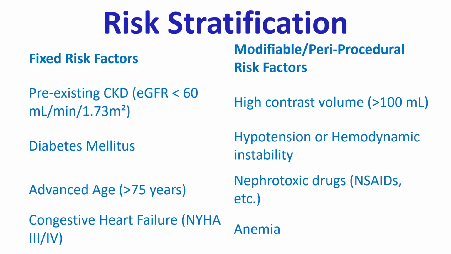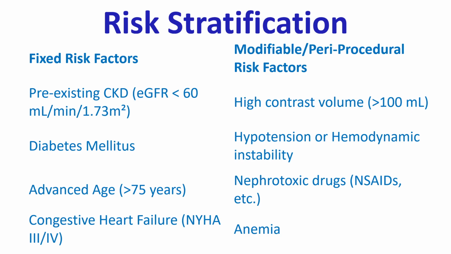Risk stratification. The most critical step before angiography is identifying vulnerable patients. Pre-existing chronic kidney disease is the single most powerful predictor. Fixed risk factors. Pre-existing CKD, estimated GFR less than 60 ml per minute per 1.73 square meter. Diabetes mellitus. Advanced age, more than 75 years. And congestive heart failure, NYHA class 3 or 4.